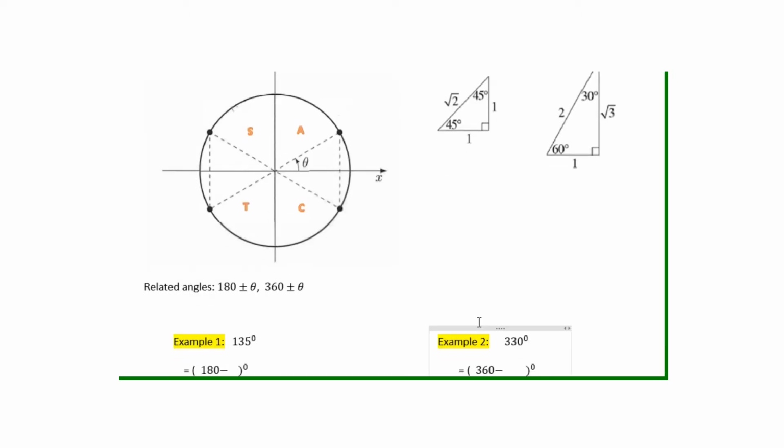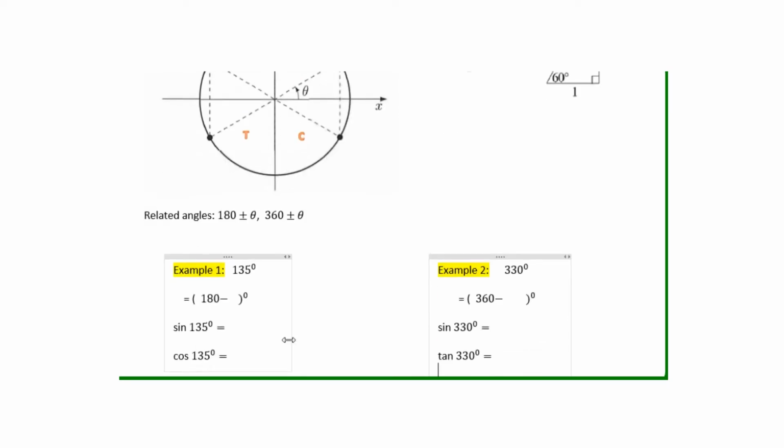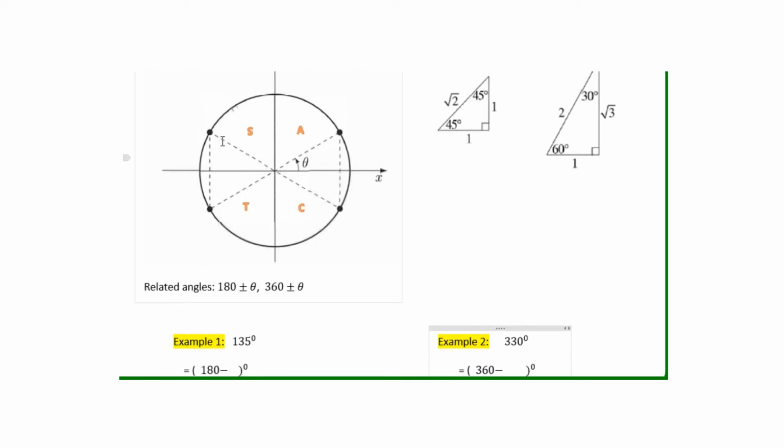So for example, example number 1, we're going to find the exact value for sine and cos of 135. Firstly, we're going to work out which one is the related angle to 135. Is that 30, 45 or 60? In the unit circle, 135 is over here. So to work out the related angle, it's easier to just go 180 take away 135. So we know that the related angle is 45 degrees.